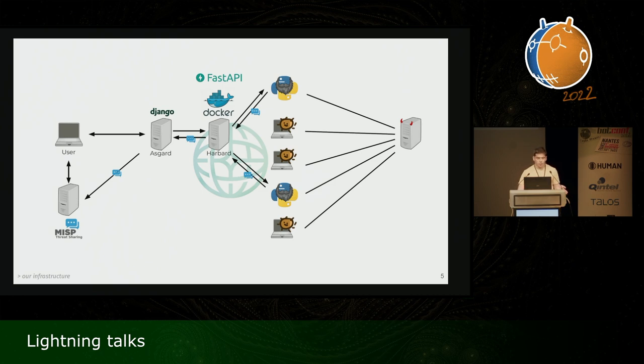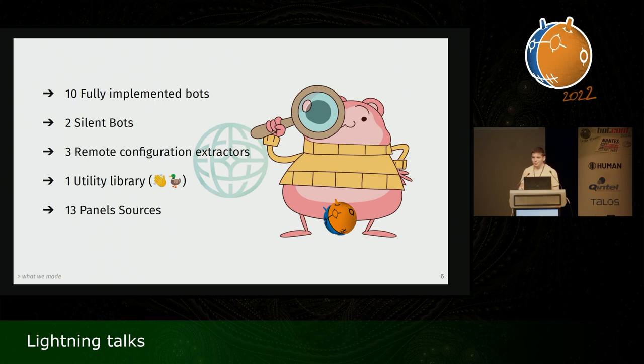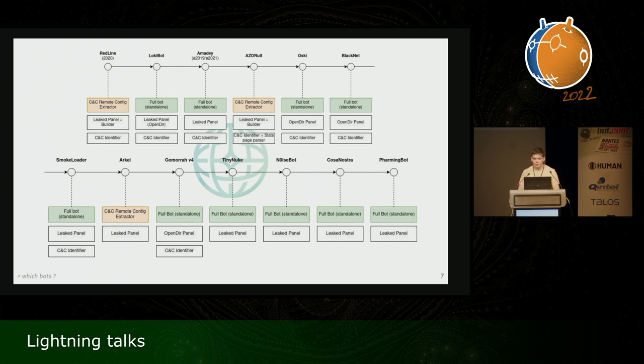So, what do we actually have? We have 10 fully implemented bots, I'm going to show you right after. 2 silent bots, meaning that they aren't listed in the panel interface as we exploited the panel protocol. We have 3 remote configuration extractors, just getting all the info from the malware panel. 1 utility library used to decompress or compress data or do some hashes, so basically malduck, but homemade. As a school project we worked on 13 panel sources. Here is an excerpt of the 3 months of work: Redline, LuckyBot, Amadey, etc.